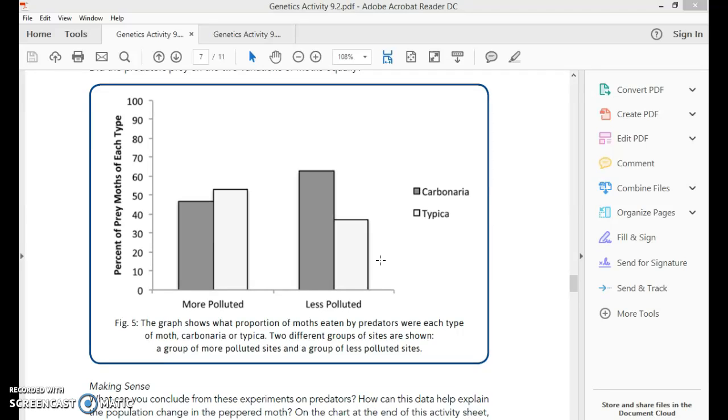And then for your interpretation, hopefully you have something like, the data seem to show that the moths that were easier to see were preyed on more. So color has something to do with whether the moths are living or dying.